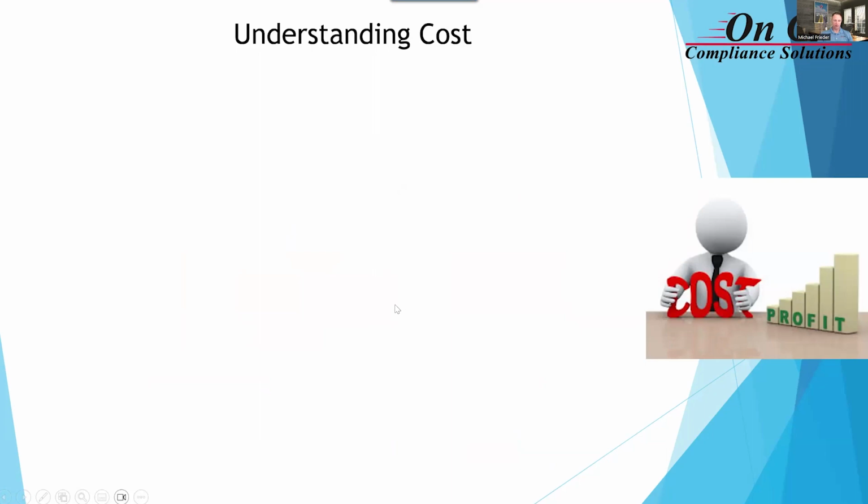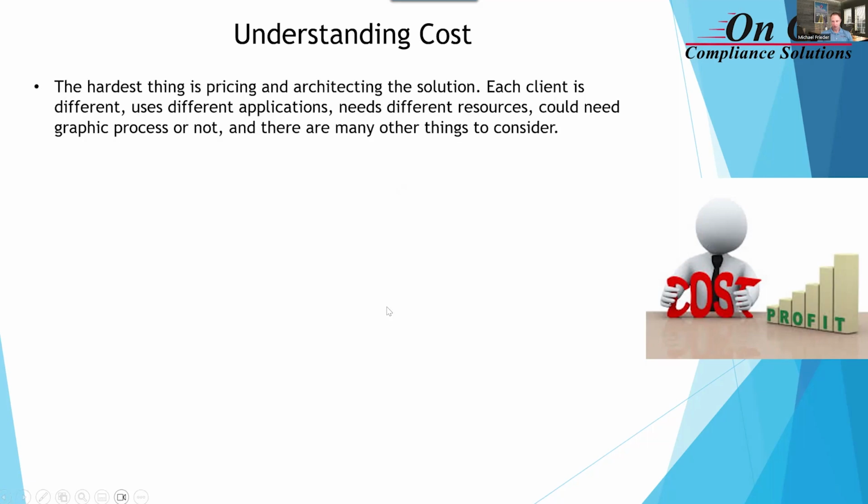And now let's move on to the big question I'm sure that you have, which is how do we understand cost? Well, the hardest thing is pricing and architecting the solution. Why? Because when you go to look at pricing on this stuff, it's so confusing. It is like paying by the hour, fractions of a penny in most cases for these virtual machines. You're going to pay like 35 cents an hour for X machine. You're going to pay 27 cents an hour for Y machine.